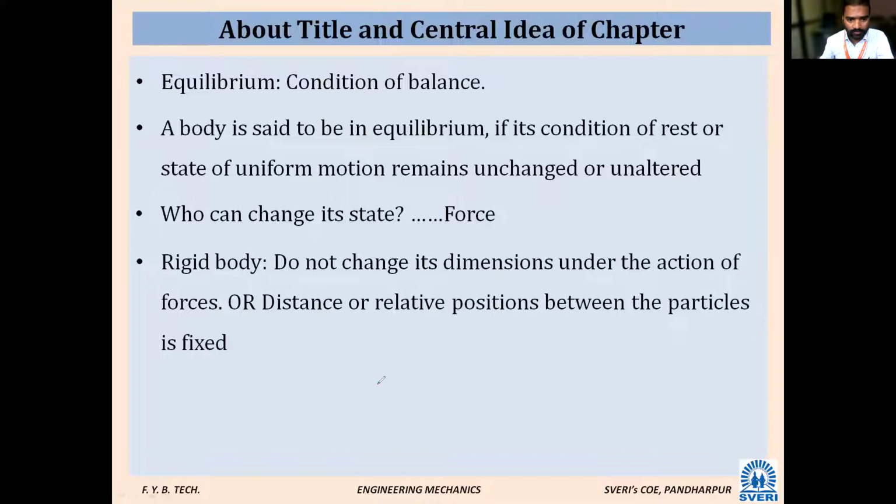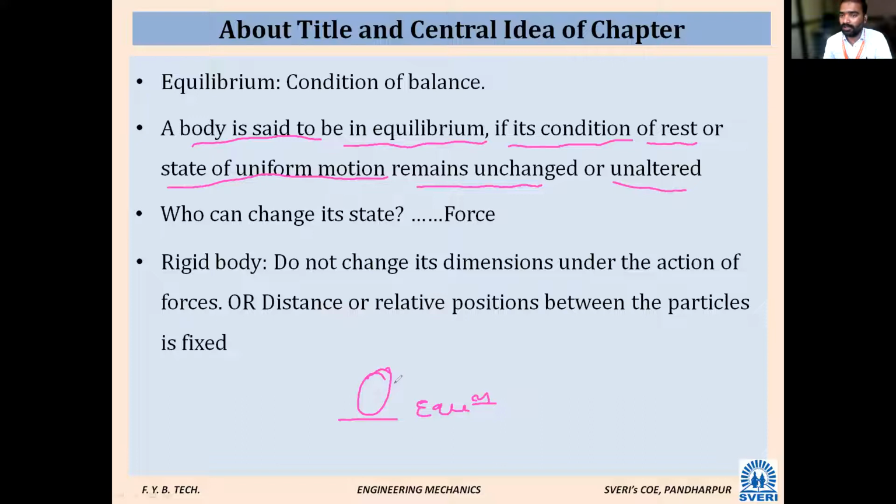Consider this is a body. If this body is not at all changing its position, it means it is under equilibrium. A body is said to be in equilibrium if its condition of rest or state of uniform motion remains unchanged or unaltered. So today the body is here, tomorrow it is also here, day after tomorrow also here. It means the body is in rest condition only.